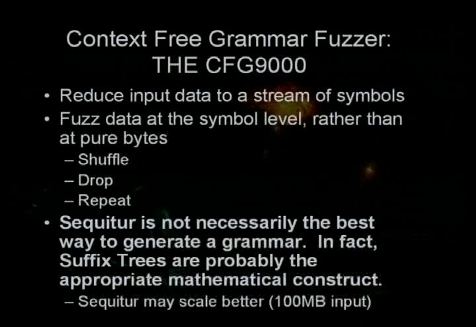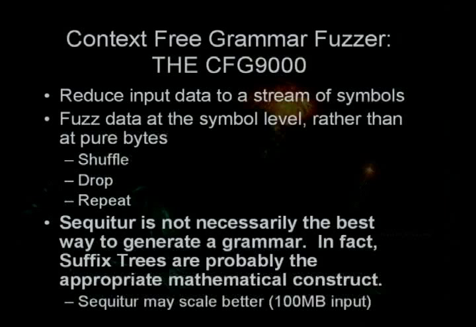So, context-free grammar fuzzer, CFG 9000. Reduce the input data to a stream of symbols, fuzz on the stream of symbols. Shuffle the symbols, drop symbols, repeat symbols. Now, Sequitur is not necessarily the best way to generate this stream of symbols. In fact, there's an explicit line of separation between Sequitur, a symbol finder, and CFG 9000, which, given a context-free grammar, actually fuzzes that grammar.